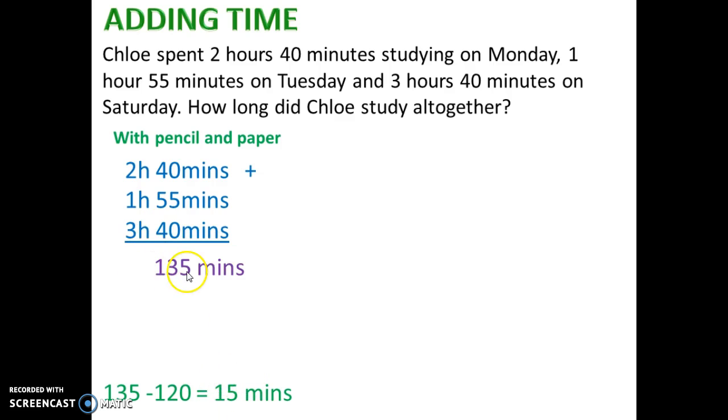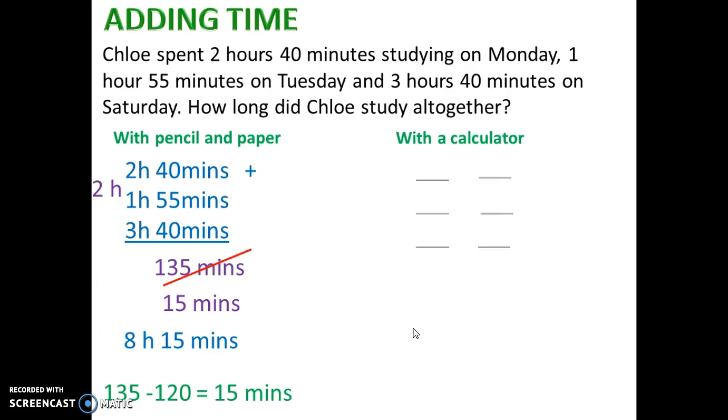To work that out here, I would put my 15 minutes under the minutes column and then carry the 2 hours over. So then I would add the 2, 2, 1, and 3 to get my 8. So I'd have 8 hours and 15 minutes.